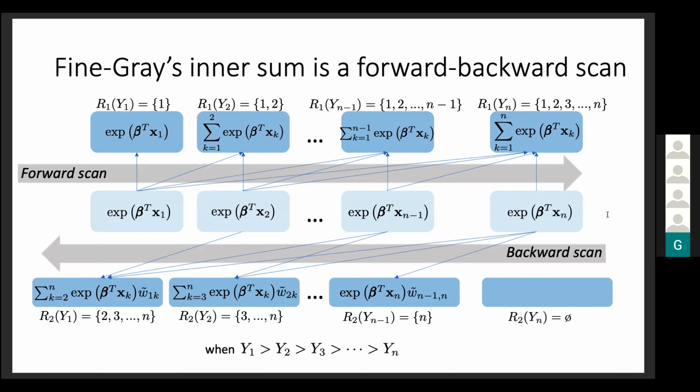So this figure shows how we do this forward and backward scan. Again, we arrange the individuals by y_i in descending order. The upper part just shows the forward scan. It's the same as in the Cox model. And the backward scan is a very similar operation in the reverse direction.